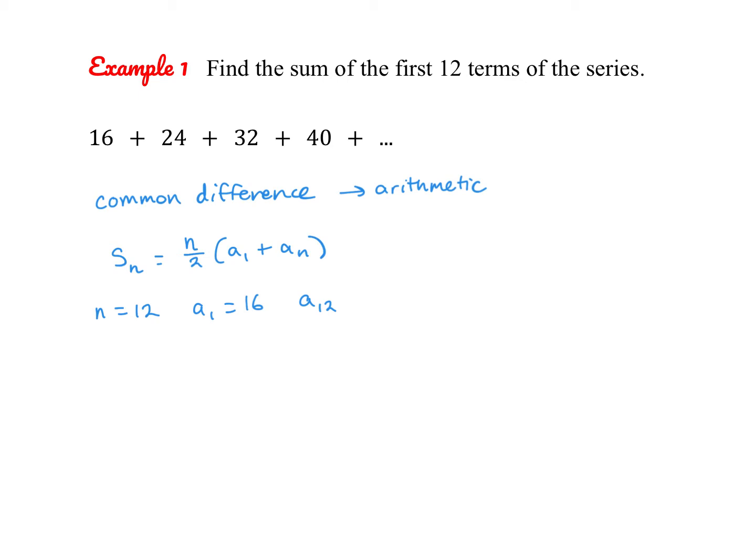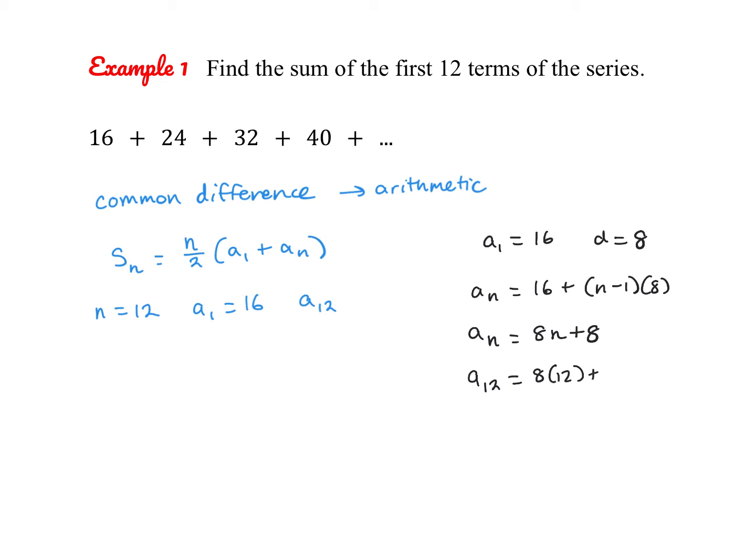I think the best thing we can do is to actually create our explicit rule to help us find that 12th term. We do need to do a little bit of review for how to create a sequence. Again, a sub 1 is 16 and our common difference is 8. So we have a sub n equals 16 plus n minus 1 times 8, which gives us 8n plus 8. We can use this to help us find our 12th term. So a sub 12 is 8 times 12 plus 8, which gives us 104.